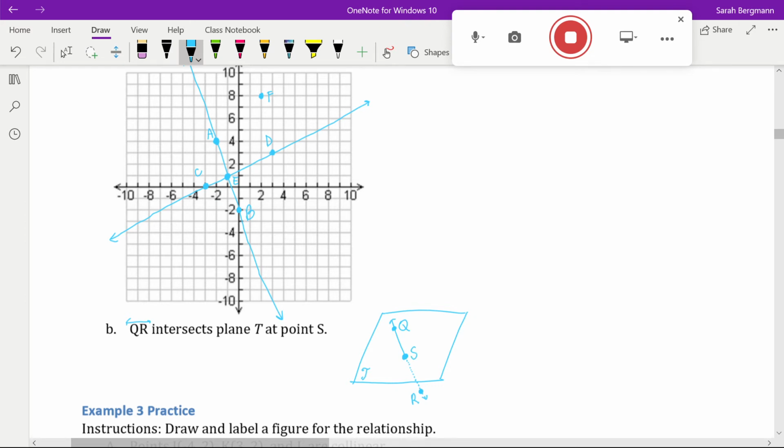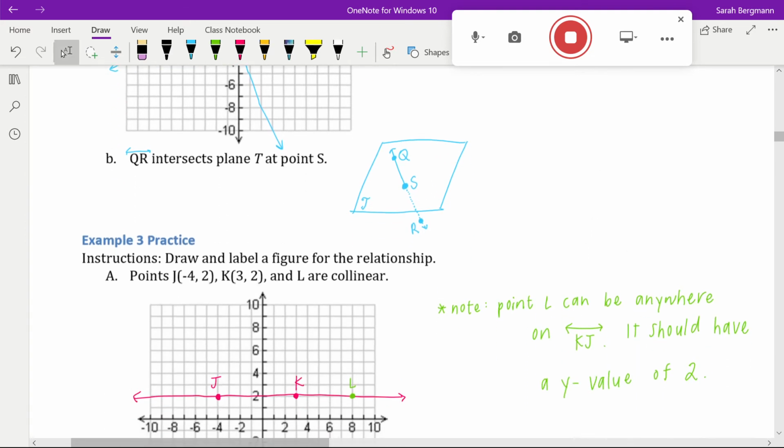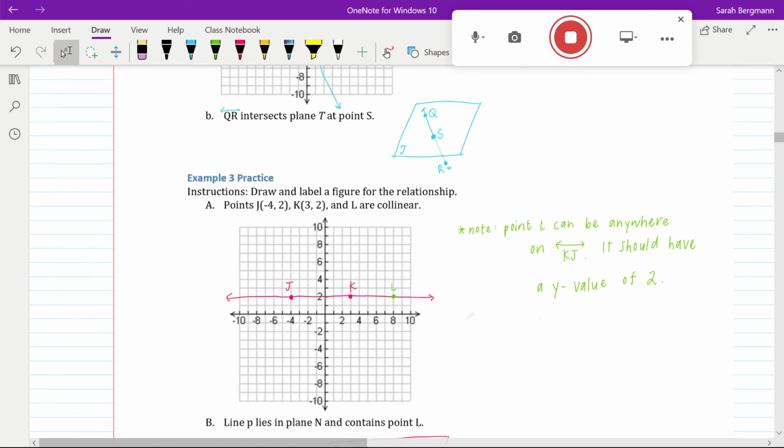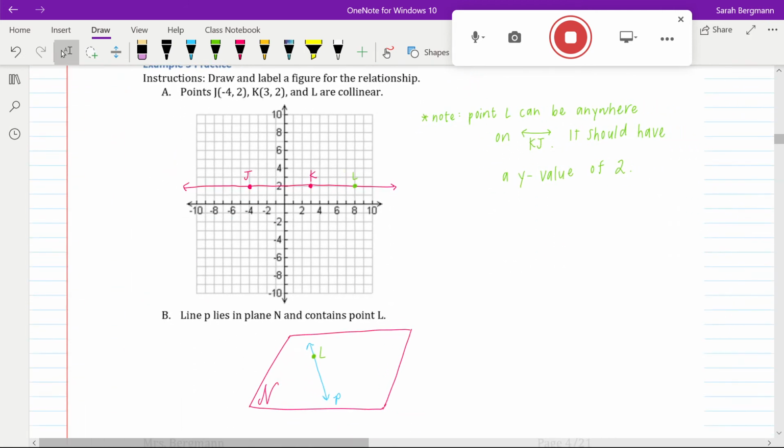I'd like you to try these practice problems below. Pause the video now. Okay, check your answers. Make a note on this one point on part A. Your point L could have been anywhere on that pink line. As long as it has a y value of 2, it would be collinear with J and K.